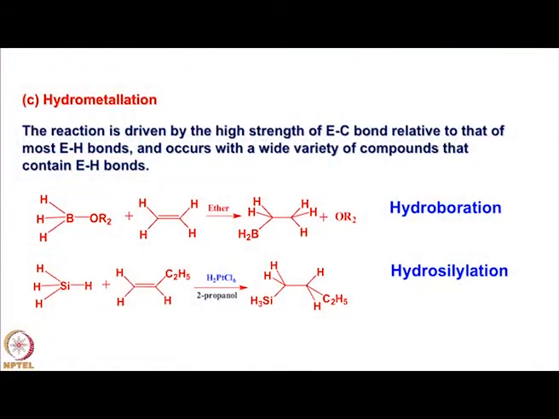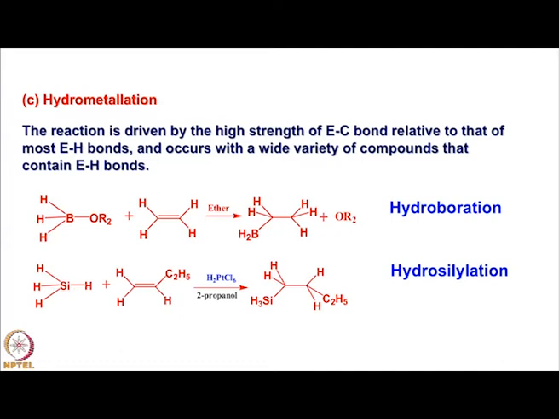So, now let us look into another method or route called hydrometallation. Okay. So, the reaction is driven by the high strength of the E-C bond relative to that of most E-H bonds, and occurs with a wide variety of compounds that contain E-H bonds. Well, E is a main group element. For example, you can see the hydroboration reaction I have shown here.